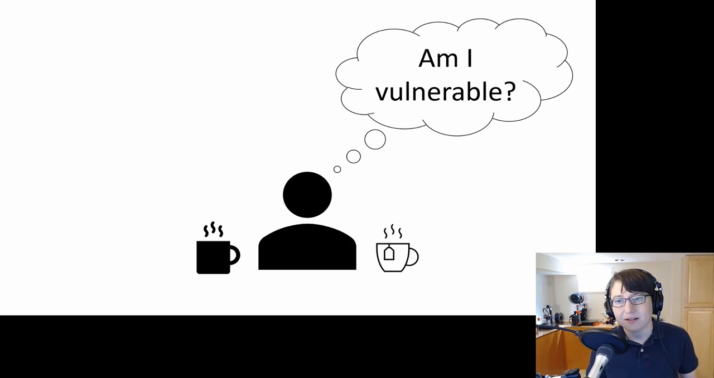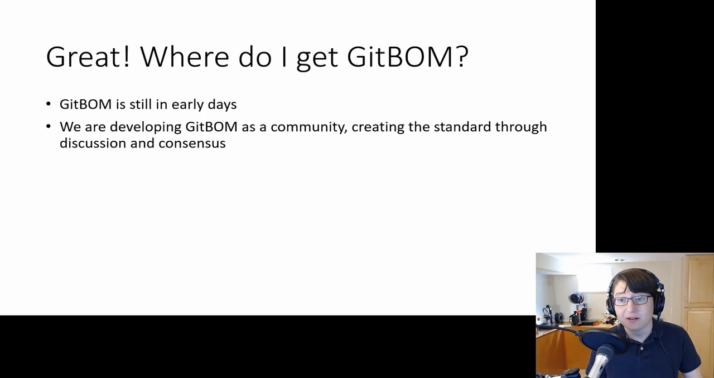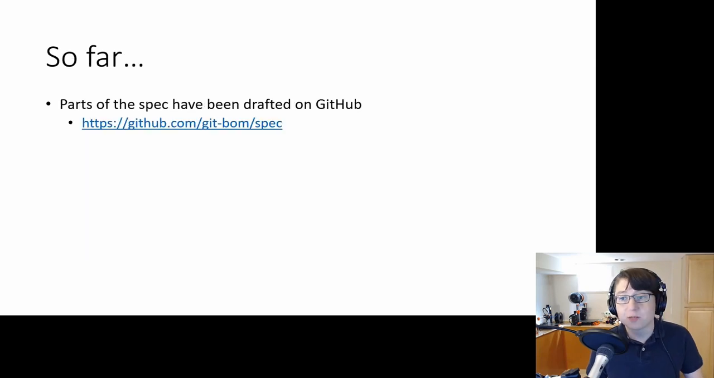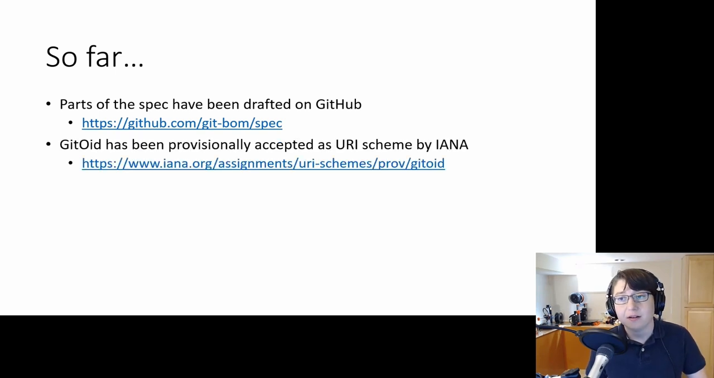If this sounds good to you and you're wondering where you can get GitBOM, the project is still in its very early days, but we have an active community from across the open source ecosystem. We are creating this project through open discussion and consensus. So far, we have drafted parts of the spec on GitHub, with much more to come. Please feel free to check it out. We have submitted Gitoid as a URI scheme to IANA, where it has been provisionally accepted. You can check it out at that URL.